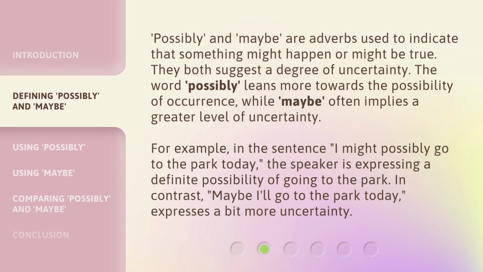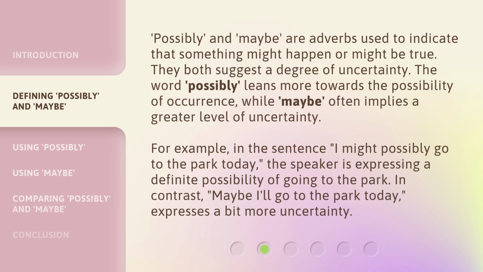Possibly and maybe are adverbs used to indicate that something might happen or might be true. They both suggest a degree of uncertainty. The word possibly leans more towards the possibility of occurrence, while maybe often implies a greater level of uncertainty.